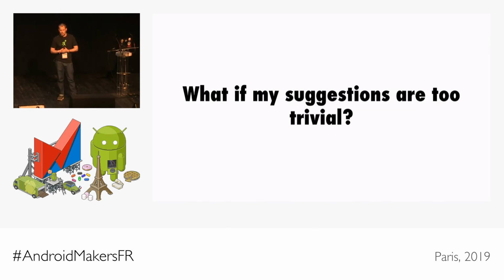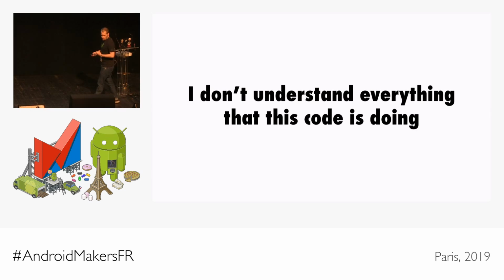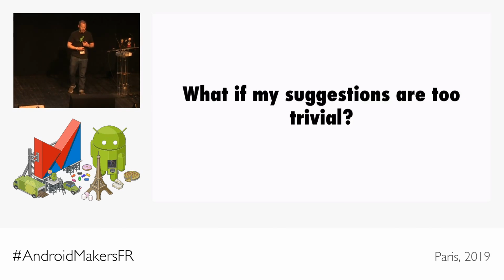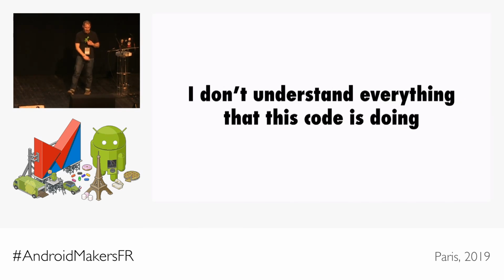Sometimes we ask ourselves, what if my suggestions are too trivial? And this happens. It's a source of anxiety. What if we feel like what we're suggesting has no value? Here's another one right here. What if I don't find anything wrong? It's another fear that we have, or another source of anxiety when we do code review. What if we look and we don't see anything wrong? Is there a problem with us? Is the code perfect?